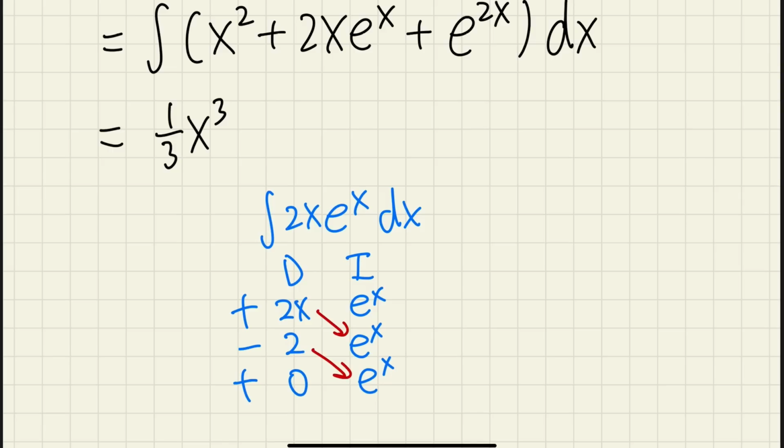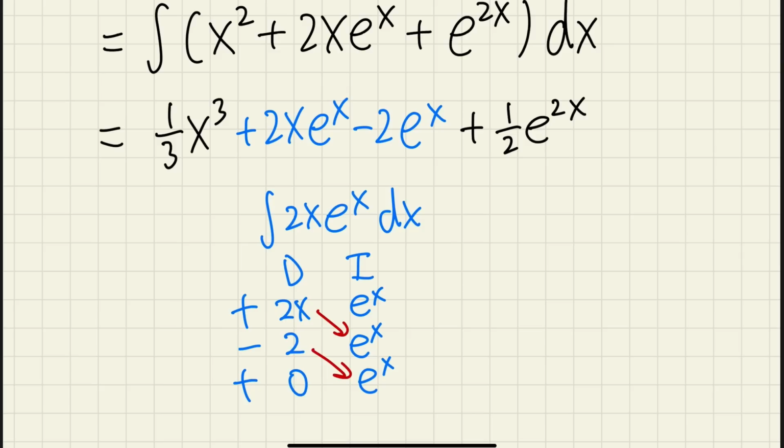So, that's the answer. The first part is all that. So we will have plus 2x e to the x. Next we have this, which is minus 2 e to the x. That's pretty much it. Then integrating this is going to be plus 1/2 e to the 2x. And then we're all done, plus c.